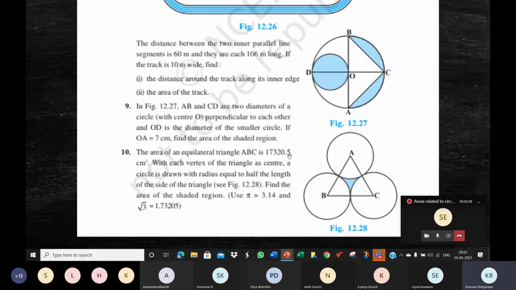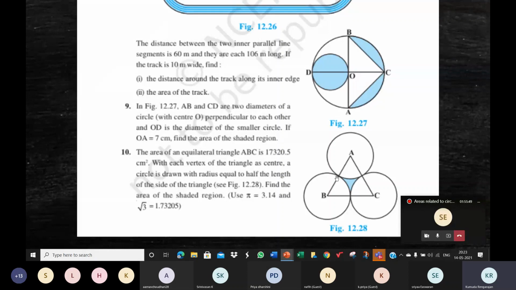So step 1 is we need to take up this value. This one is equal to root 3 by 4 into side square. On working that, you will get side square is 40,000. Side is equal to square root of 40,000, which is 200. Each side of the equilateral triangle is 200 centimeters. It's given that the radius of the circle is half the length of the side, 200 by 2, 100 centimeters.